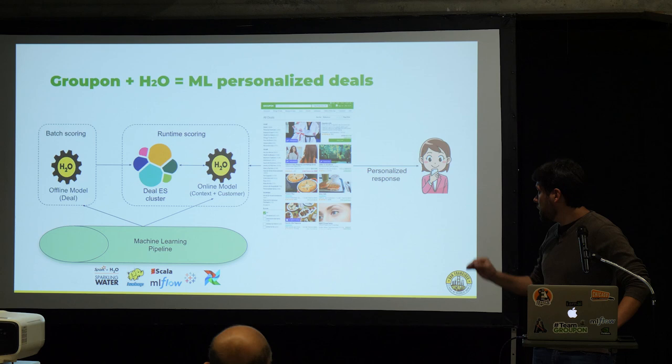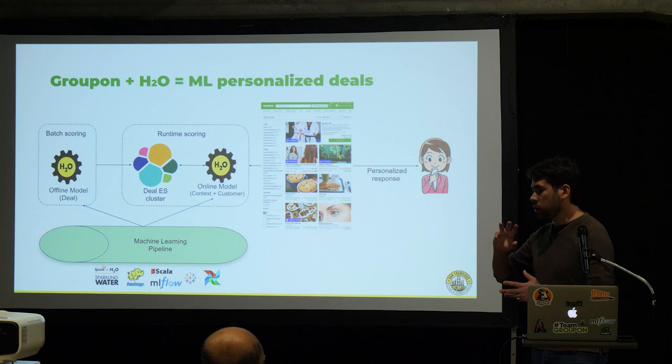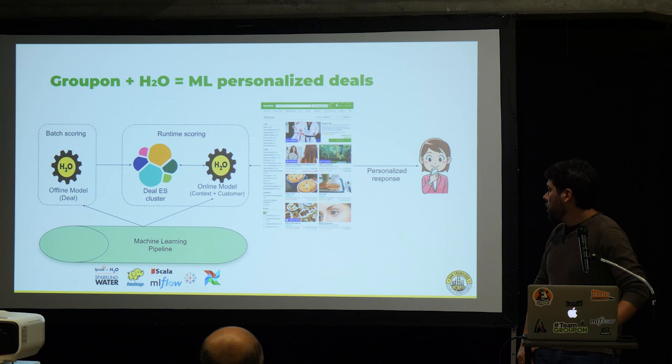This simplicity helps us enhance our scoring process, including new features and trying to play with more and more elements, so we can produce better models and better responses every time. We produce this using a machine learning pipeline powered by Spark and Water.